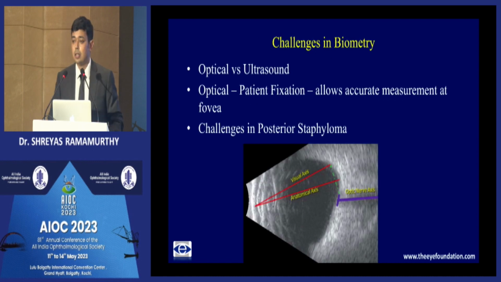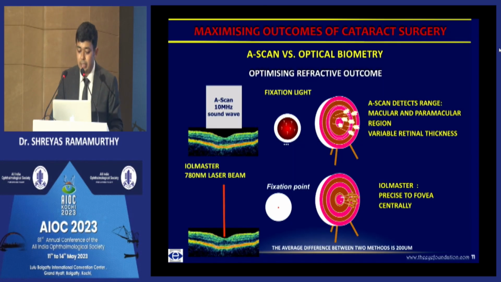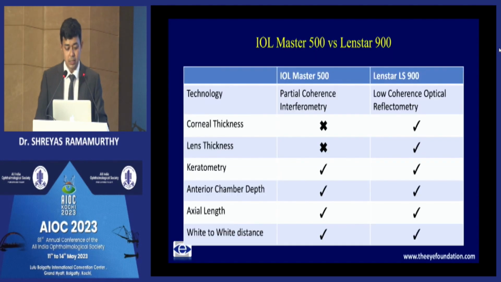Even by using an ultrasound biometer, you can have excellent results. The only challenge comes when you have a very high myopic eye, where you have a staphylomatous eye, so where the visual axis and the anatomical axis do not coincide. So you might be measuring into the depth of the staphyloma, which will end up overestimating the IOL power. Whereas with the A scan, because the patient fixates, you are measuring more or less over the fovea, and we'll talk a little bit more about it.